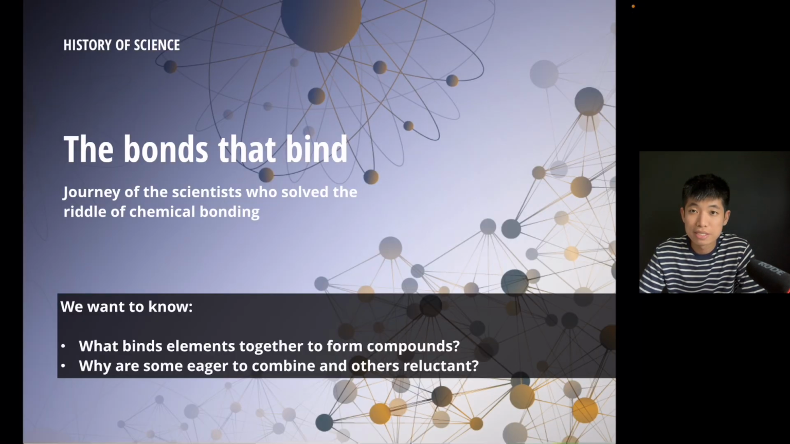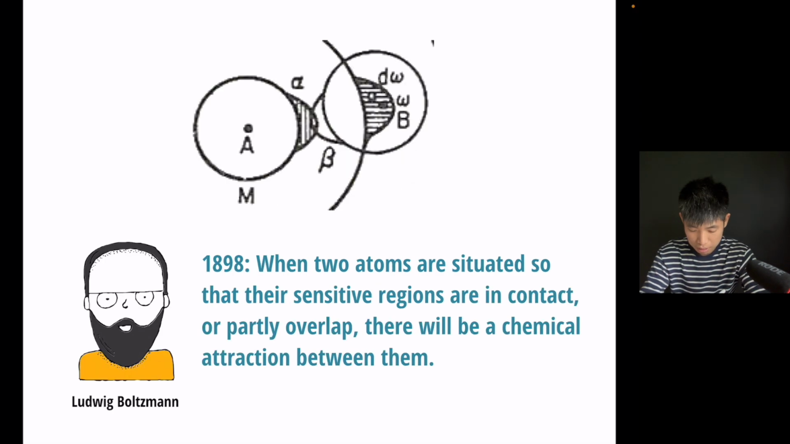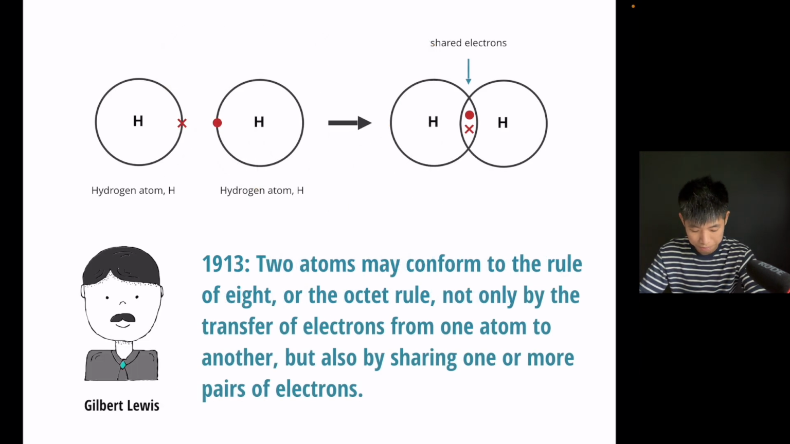For a long time, scientists have wondered about what makes atoms stick together in forming molecules or compounds. If you go back long enough in history, people used to think that there were hooks on atoms that enable them to actually hook onto each other. There's even this hypothesis that says that when atoms come close enough, there will be this region that overlaps, creating a chemical bond. Others have come up with various models suggesting how atoms actually bind together.